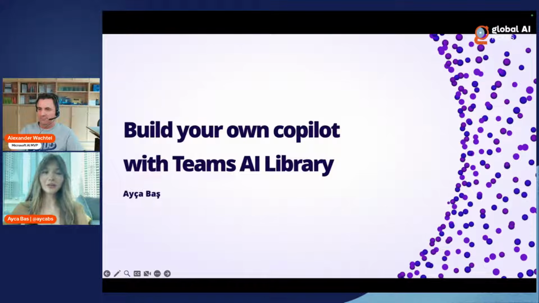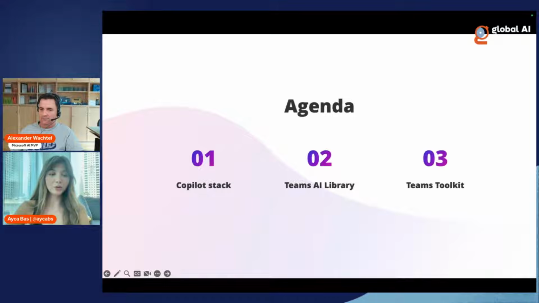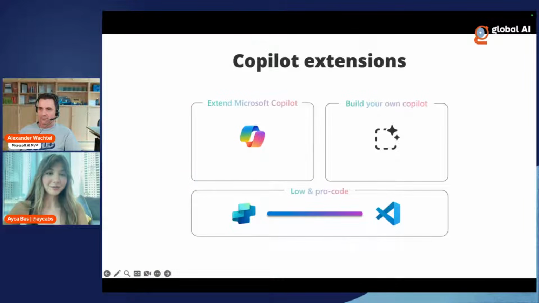As I mentioned, today we're going to talk about how you can build your own Copilot with Teams AI library. Before we jump into the actual coding and how things work, I want to start with a brief introduction. We will briefly talk about the Copilot stack, and then I'll introduce you to Teams AI library if you've never heard of it before. This is the library that helps you build your own Copilot for the Microsoft 365 ecosystem, and there are a lot of benefits that come with the library itself. In terms of building our own Copilot experiences, we will use Teams Toolkit as the extension for Visual Studio Code. Okay, let's jump in.